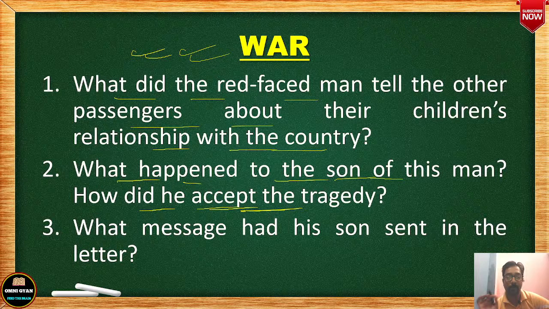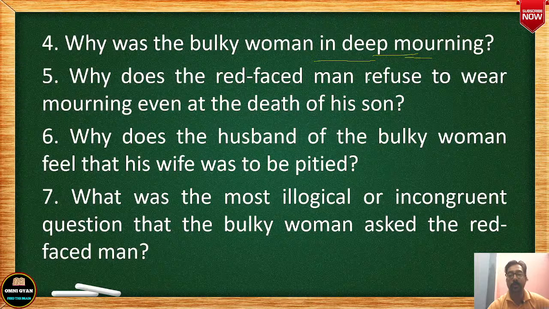Okay, so what message had his son sent in the letter? His son sent in the letter that I'm going to die a very satisfied death, please don't cry for me, all these things. Okay, then why was the bulky woman in deep mourning? Because her son was going to the war front. That is why the bulky woman was very sad. She was wearing a mourning dress, meaning a dress to show her sadness. Generally, it is a black dress.